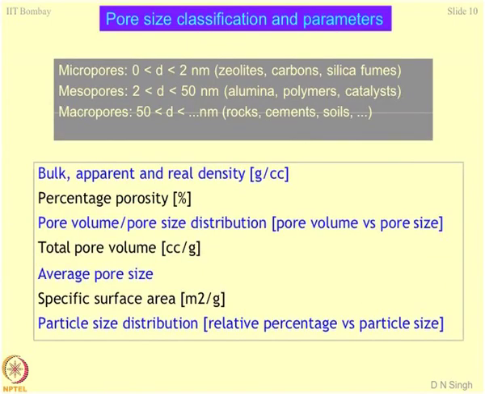Roughly, if you classify the pore sizes and the parameters which you can obtain from this type of analysis, there are three types of pores: micropores, mesopores, and macropores. I think now you can understand in which zone you normally work when you do classical geomechanics. These are all in the nanometer range. Micropores are less than 2 nanometers. Most of the zeolites, carbon, and silica fumes will have these types of pores. Mesopores are from 2 to 50 nanometers. Alumina, polymers, and catalysts will exhibit this type of pores.